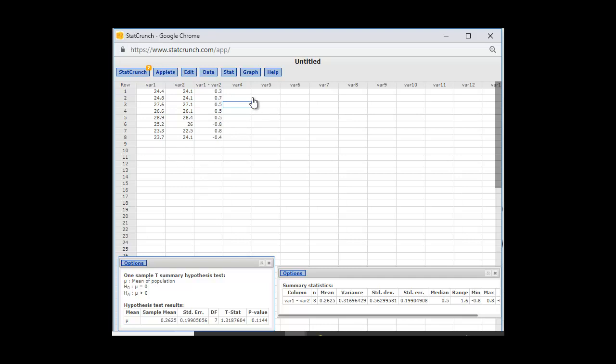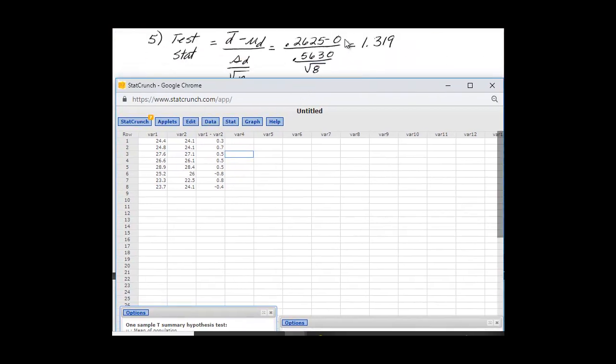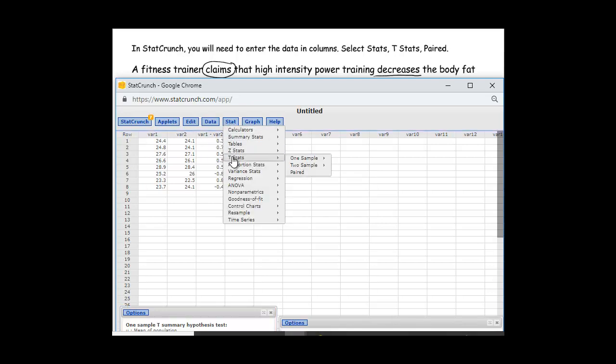Okay, another way that I can do this, and this is actually using the outline that I identified at the top of this activity. In StatCrunch, you will always have to enter the data in the columns, but this is an alternative way that you can do this, and really much, much faster. So we're going to select Stats, T Stats, and Paired. This is only used with paired, dependent means.